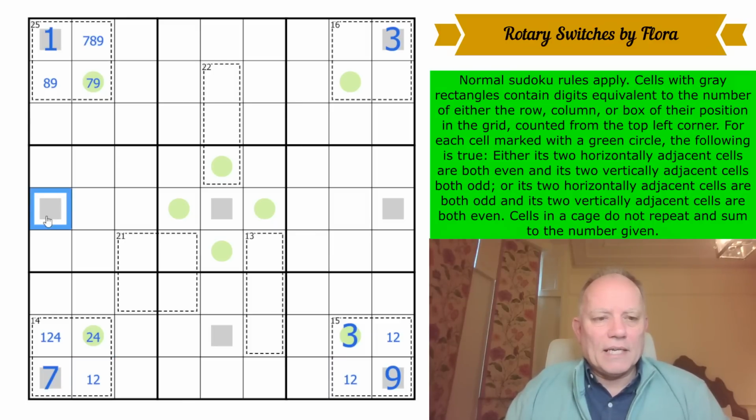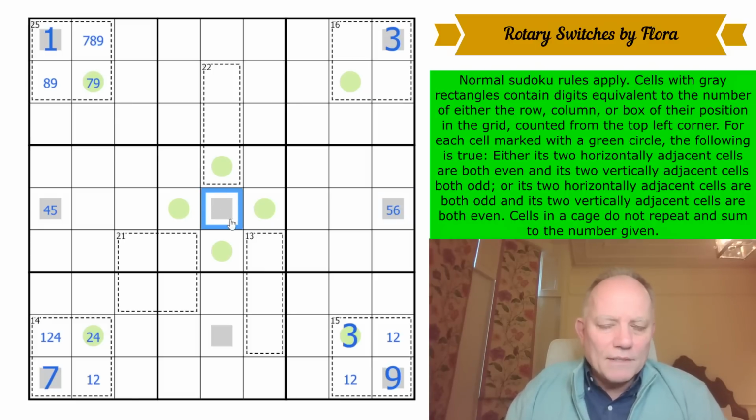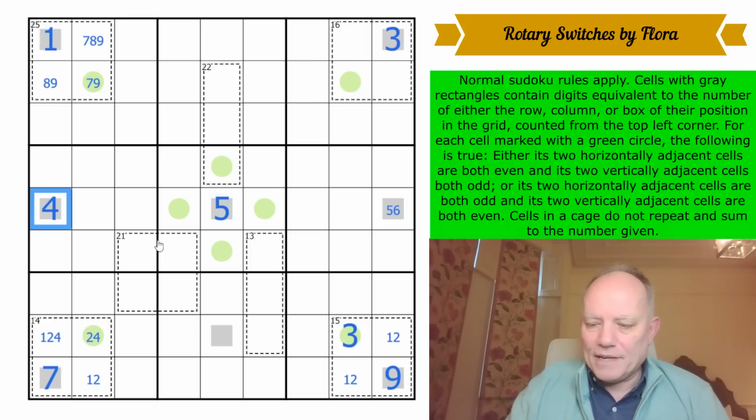Okay, this is in column 1, row 5, box 4. So that's 4 or 5. This is in column 9, but it can't be a 9. It's in row 5, box 6. Oh, this one's obvious. Sorry, this is in row 5, column 5, box 5. That's a 5. Should have got that immediately.